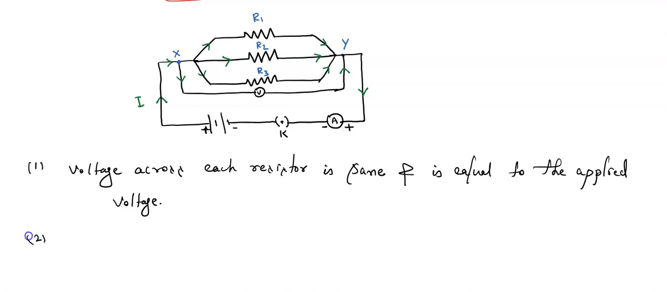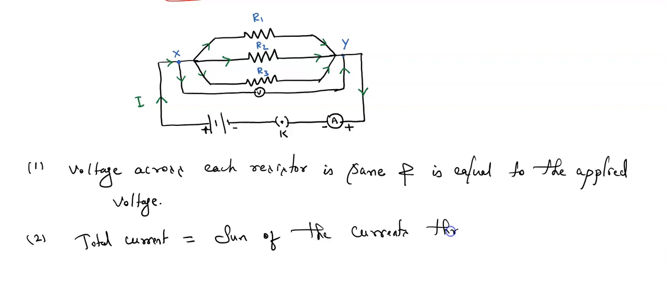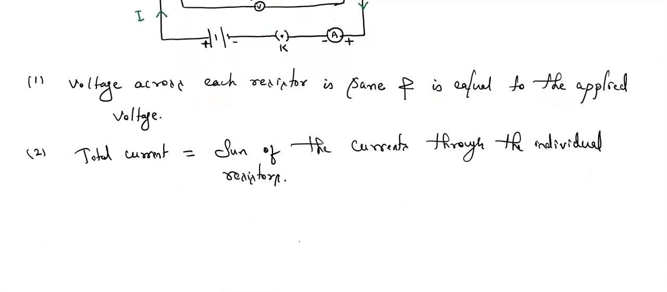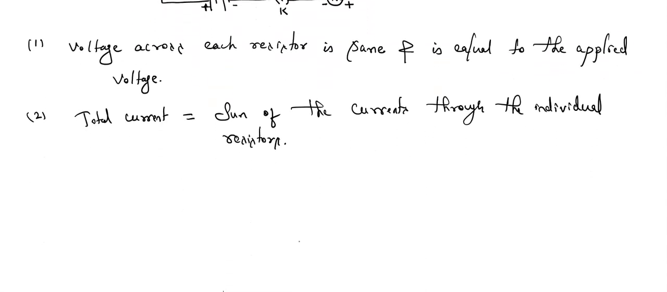Okay. Next point, total current. In this case, the total current will be equal to the sum of the currents through the individual resistors. Is this clear? Good. It means the total current will be the sum of the currents of the individual resistors.